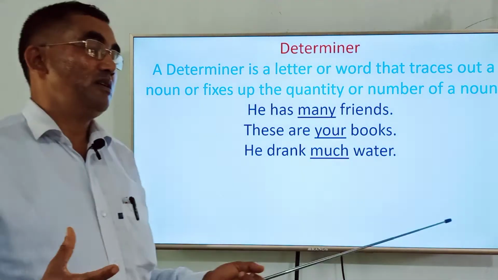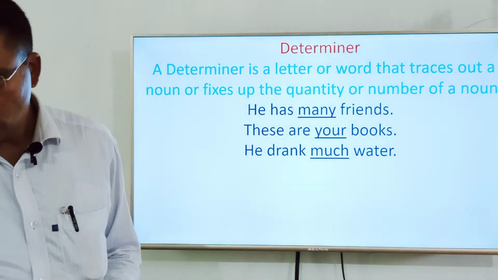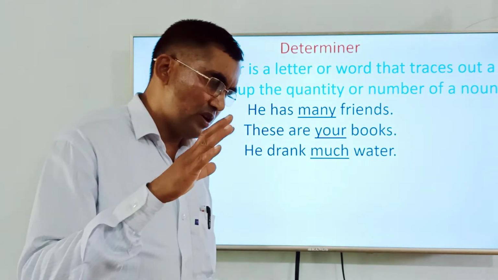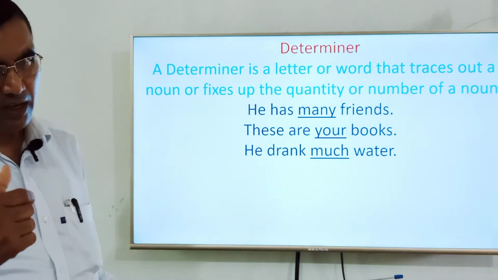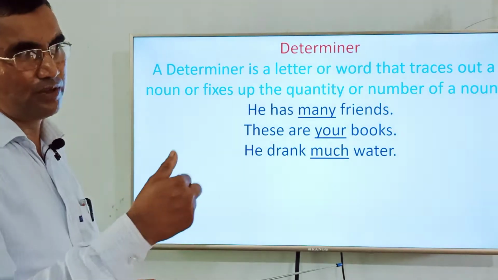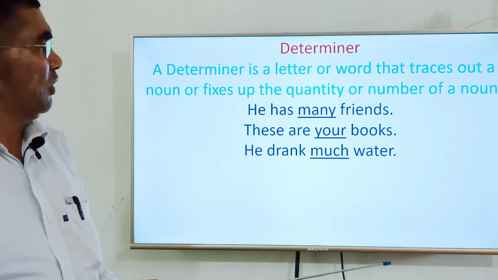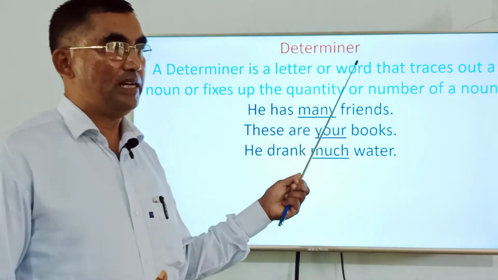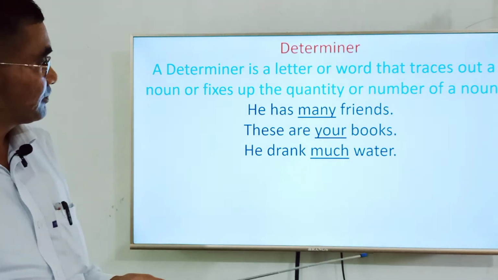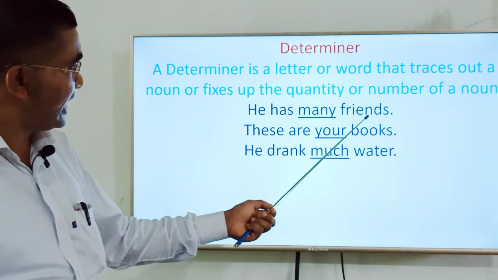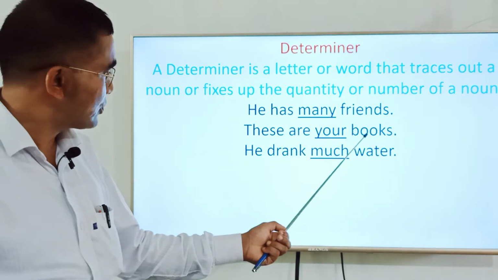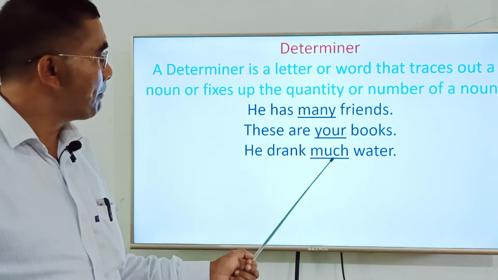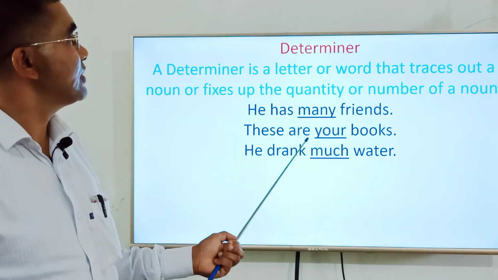As we generally see, if you put a sweet or sweetmeat on any place, normally some ants will try to taste out the sugar or sweetener. So in the same way, a determiner normally traces out a noun. So you can see, he has many friends. These are your books. He drank much water. So many, your, much. These are the determiner words.